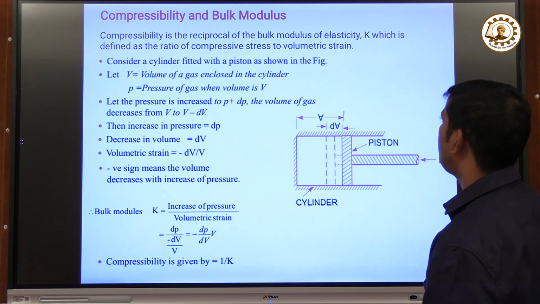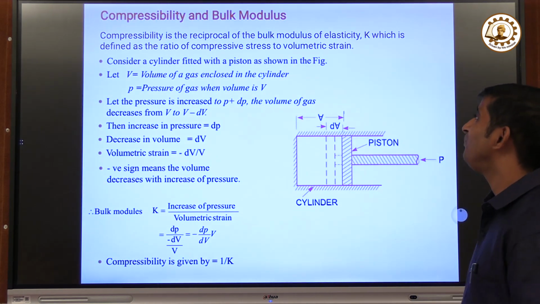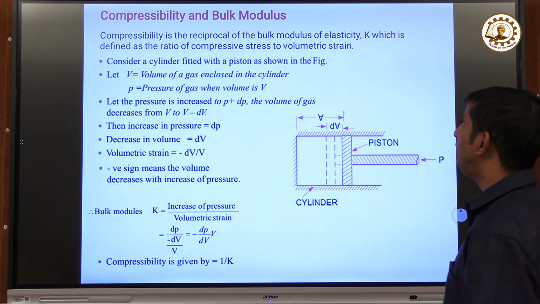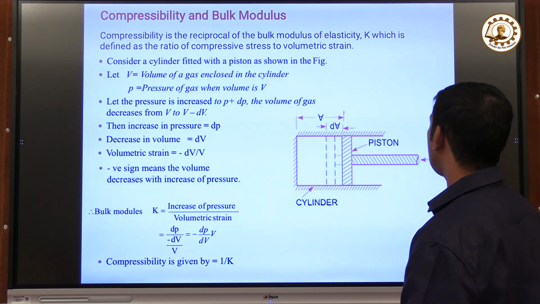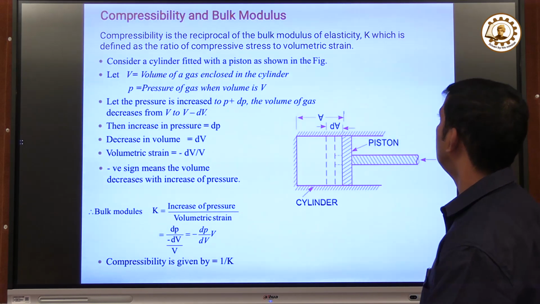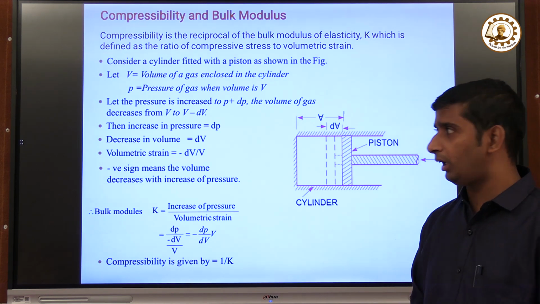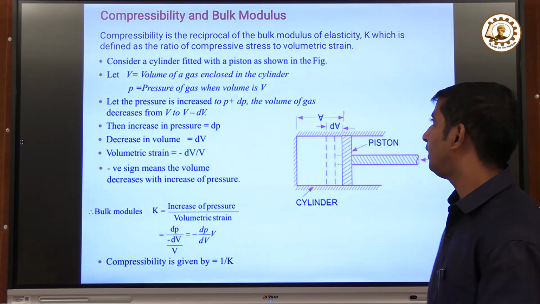What is compressibility and bulk modulus? Compressibility is the reciprocal of the bulk modulus of elasticity, K, which is defined as the ratio of compressive stress to volumetric strain.